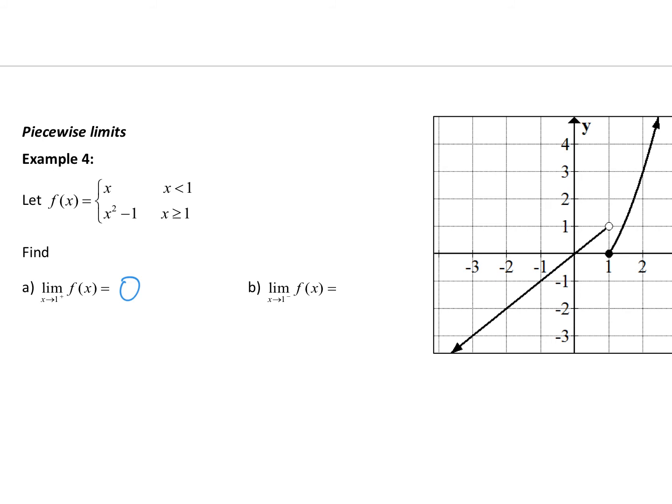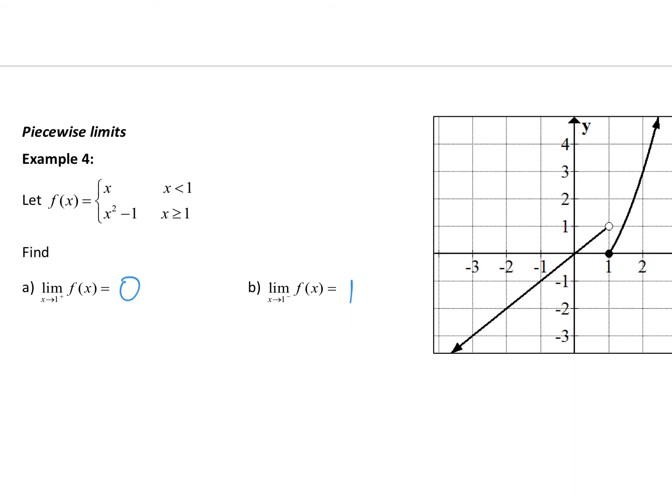Again, algebraically, how do I find it? I'm approaching from the left, so that means when x is less than 1. I'm looking at this portion of the graph, so I'm plugging in 1 to this expression. Then you get 1 as an answer. So I can still plug in the numbers. When do I plug in 1, here or there? It all depends on whether it's approaching from the right or from the left.